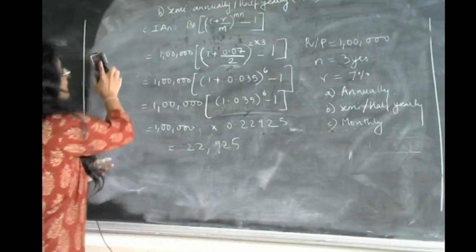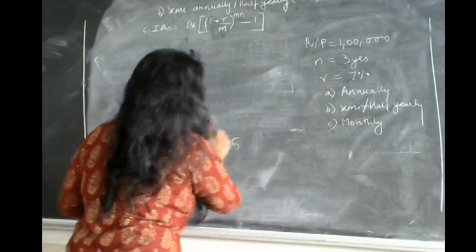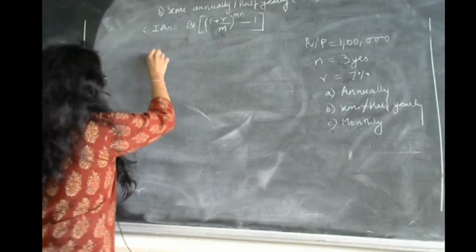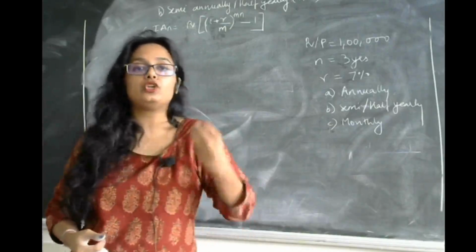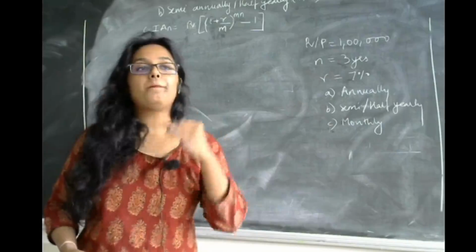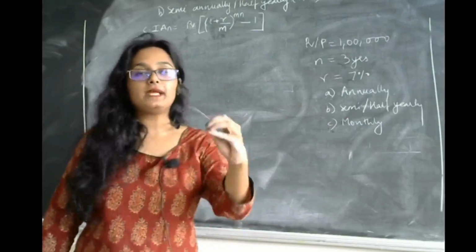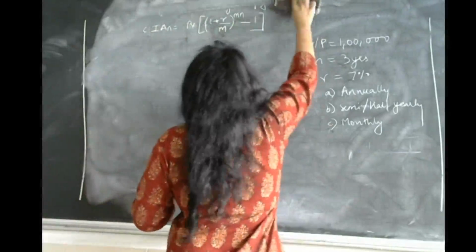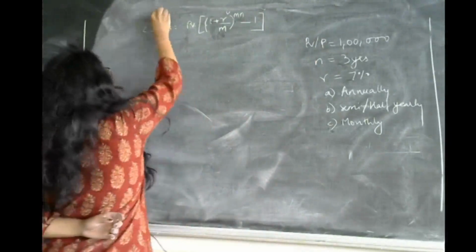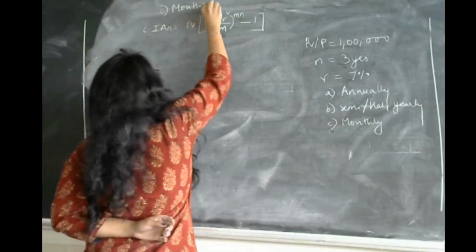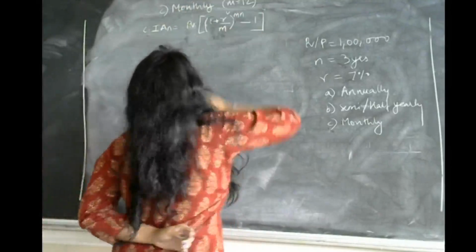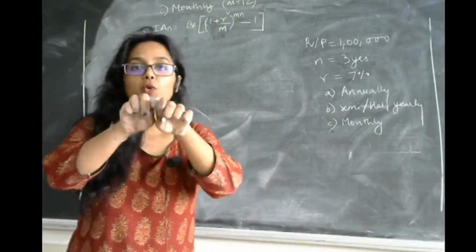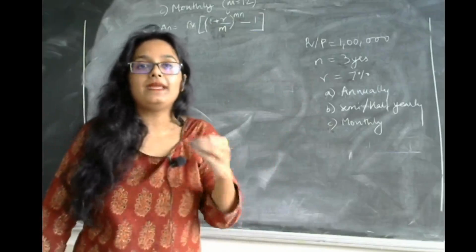Okay, let us understand monthly. Now in case of monthly, what has happened? You have taken a loan for a period of 3 years, but you are paying the interest monthly. Since you are paying the interest monthly, M becomes 12. Okay, because in a year you are going to pay your interest 12 times since you are paying it monthly.